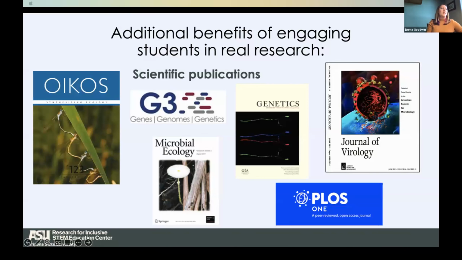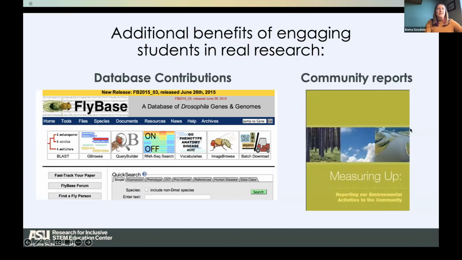Another benefit is publication. In some CUREs, students can have the opportunity to be co-authors on scientific publications. This is also a great benefit for instructors too, who can get publications out of teaching these courses. And in some research projects, a scientific publication just isn't the most impactful outcome, but the work in the CURE can still reach a broader audience by having students contribute to a database or community reports, which could have the potential to change how people think or behave beyond the course. So it has that relevance beyond the course.